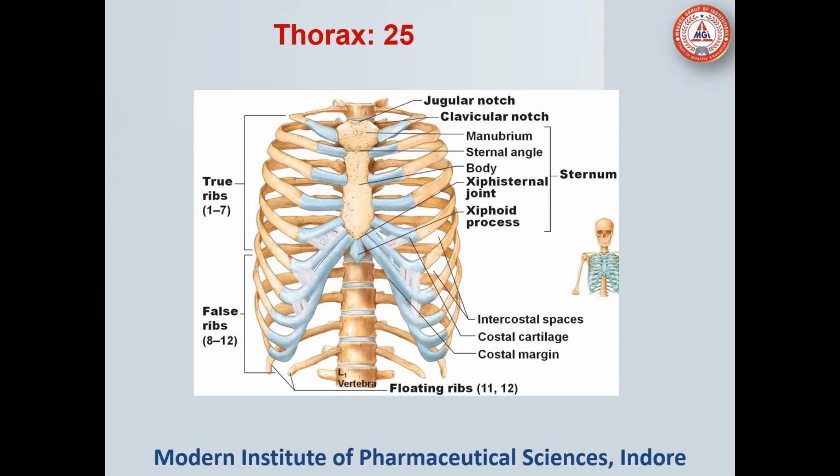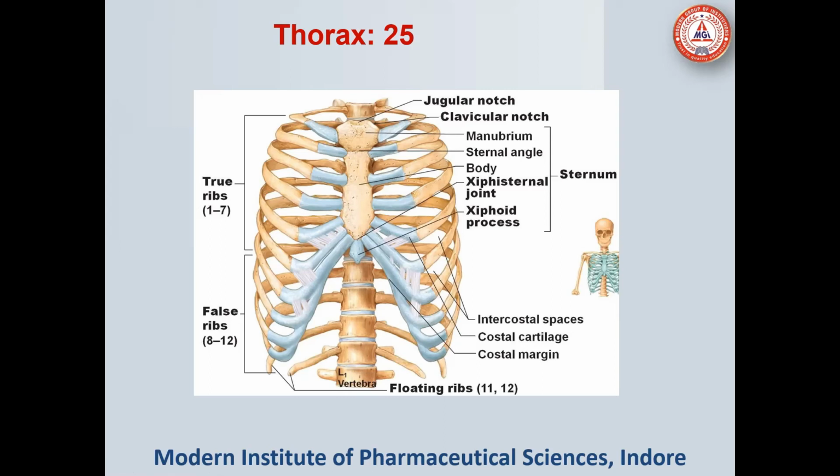The body, or middle portion, gives attachment to the ribs. The xiphoid process is the tip of the bone. It gives attachment to the diaphragm muscle of the anterior abdominal wall and the linea alba.